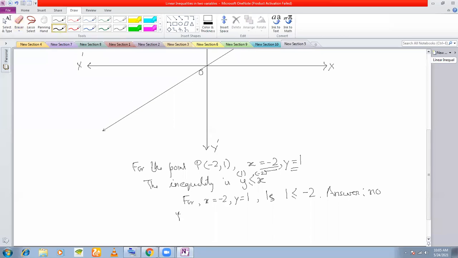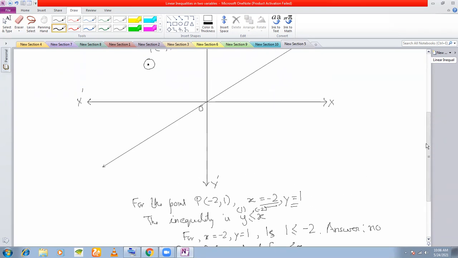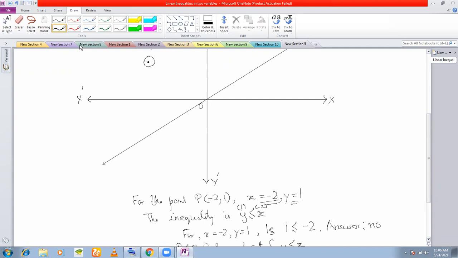Therefore, P(-2, 1) does not satisfy y less than or equal to x, isn't it? For this point, this inequality is not satisfied. Now, if for this point the inequality is not satisfied, that means your solution will be on the other side. That means you shade this region.